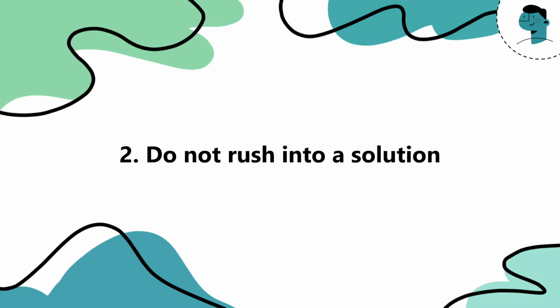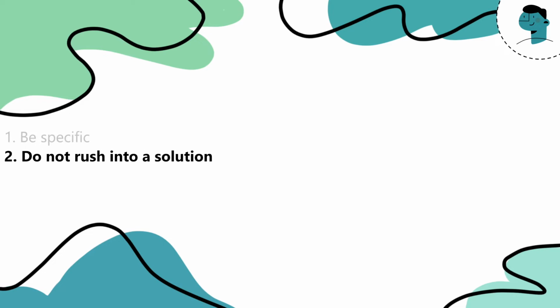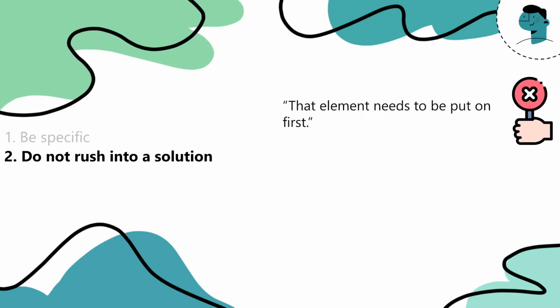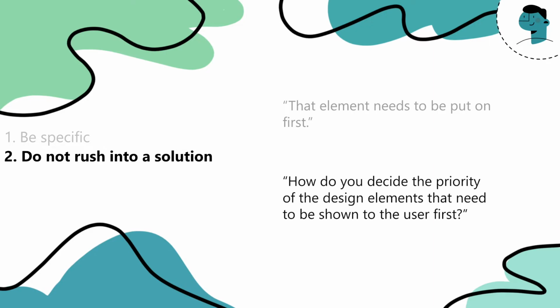Number 2. Do not rush into a solution. Take a step back and discuss concerns and questions around the current design. Instead of, "That element needs to be put on first," try, "How do you decide the priority of the design elements that need to be shown to the user first?"